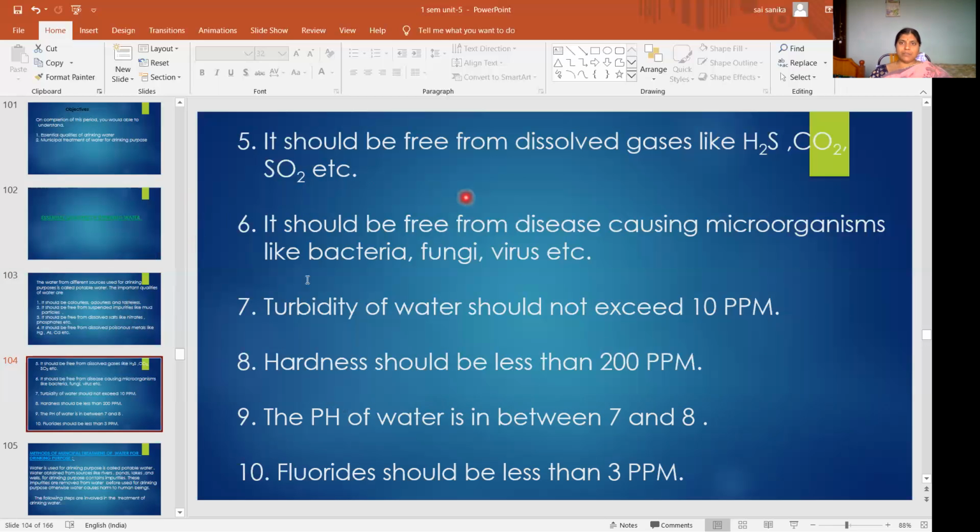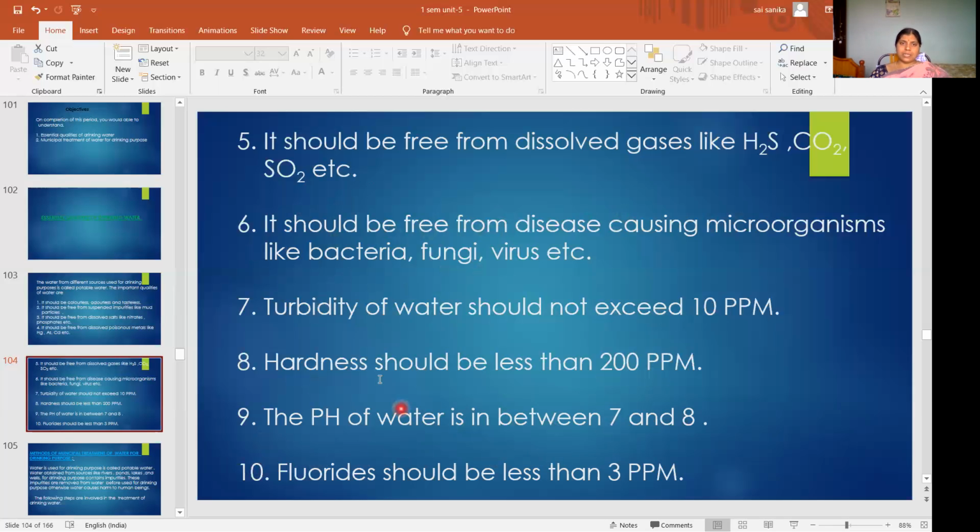It should be free from dissolved gases like H2S, CO2, SO2, etc. It should be free from disease-causing microorganisms like bacteria, fungi, virus, etc. Turbidity of water should not exceed 10 ppm. Hardness should be less than 200 ppm. The pH of water is in between 7 and 8. Fluoride should be less than 3 ppm.